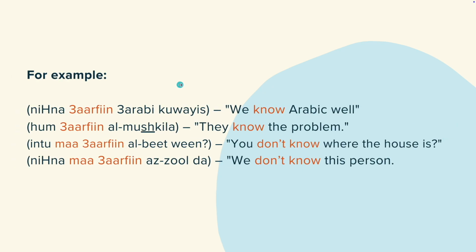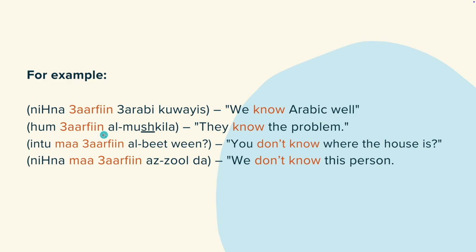And now for the plural form of عارف, which is عارفين. Here are some examples. If you want to say we know Arabic well, say نحن عارفين عربي كويس. And if you want to say they know the problem, just say هم عارفين المشكلة.